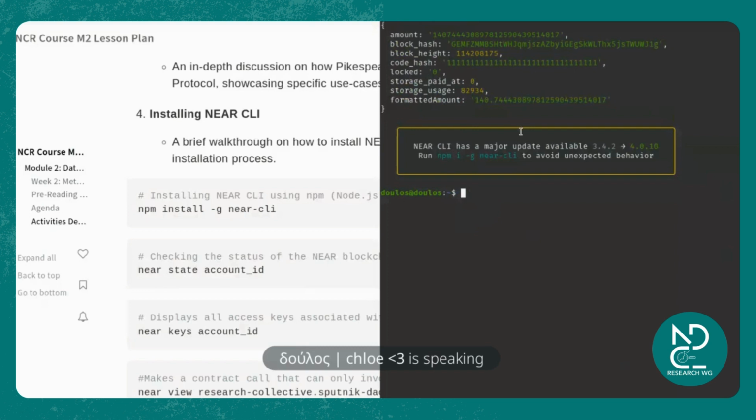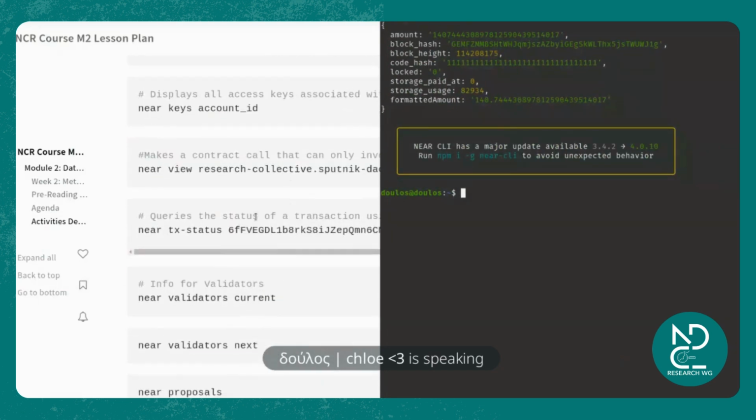But for now, you can see how, using your terminal on your machine, you can do it. You can do it on mobile devices as well; there are applications you can use for this. But we're going to quickly look at view calls.